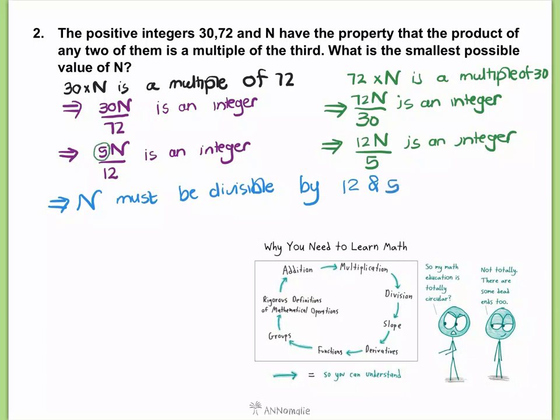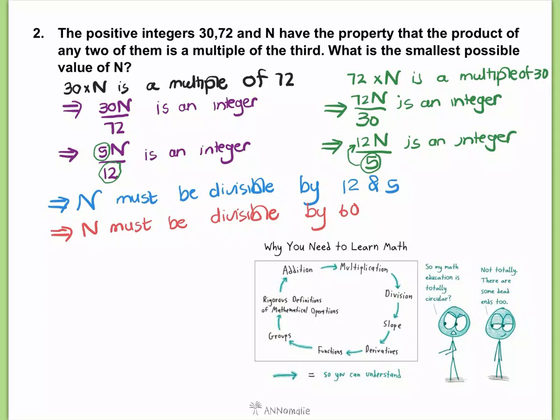5 is not divisible by 12, so n must be divisible by 12 in order for this to be an integer. The same argument here: 5 cannot divide evenly, without remainder, into 12, so n is divisible by 5. So that means that n must be divisible by 60. All we need to check now is the following.